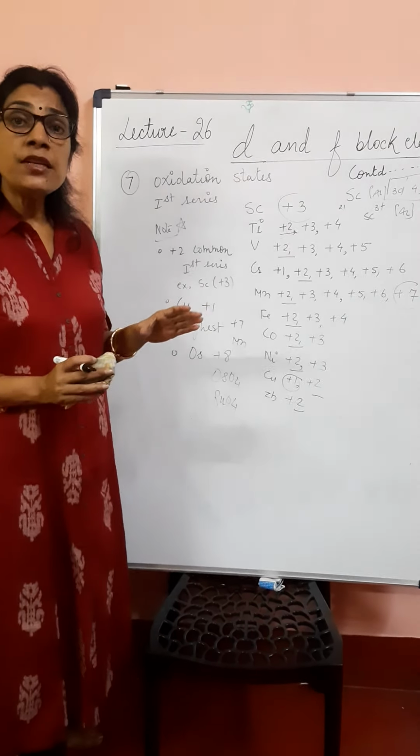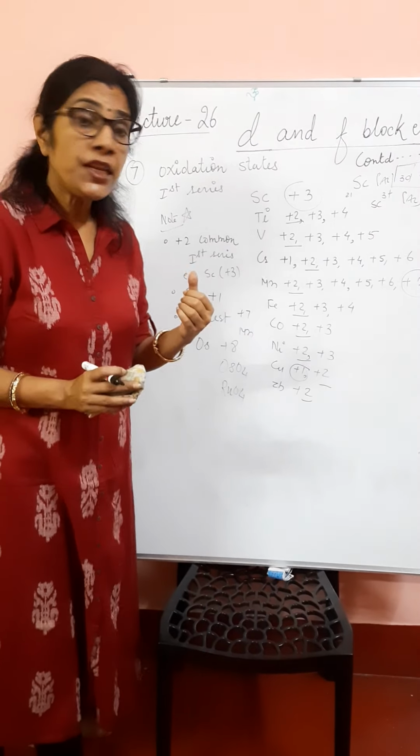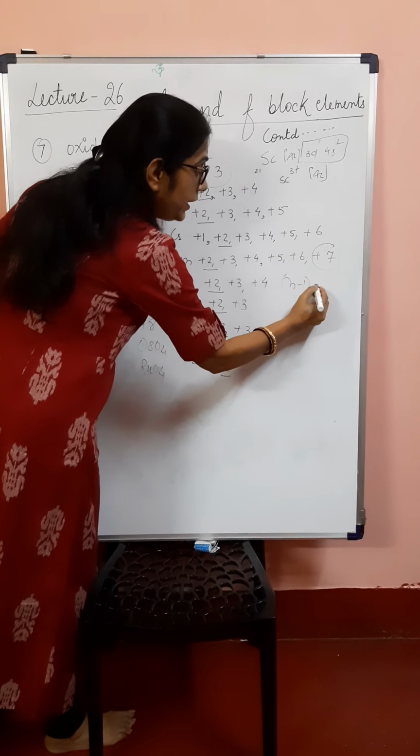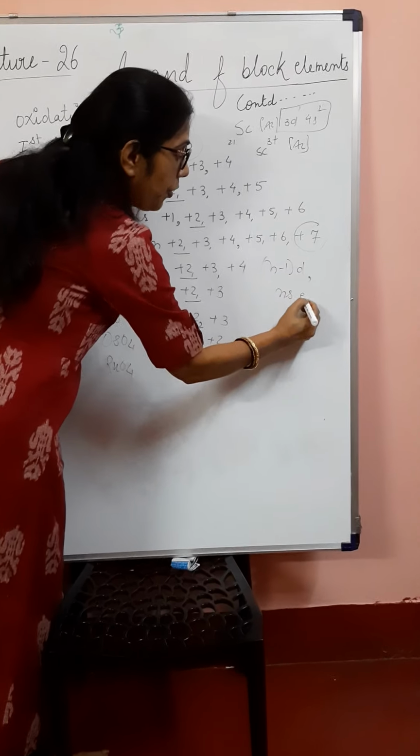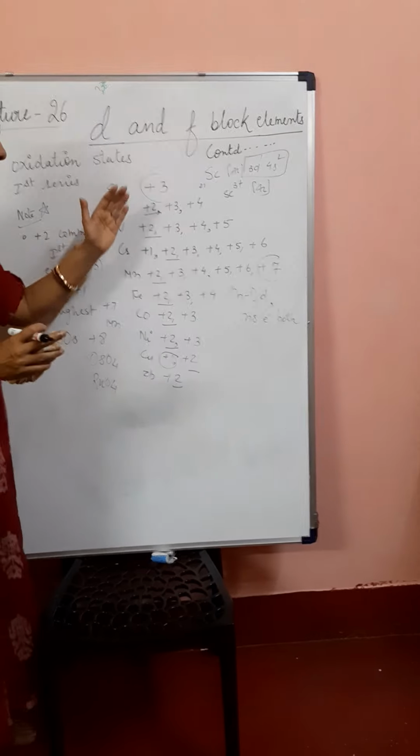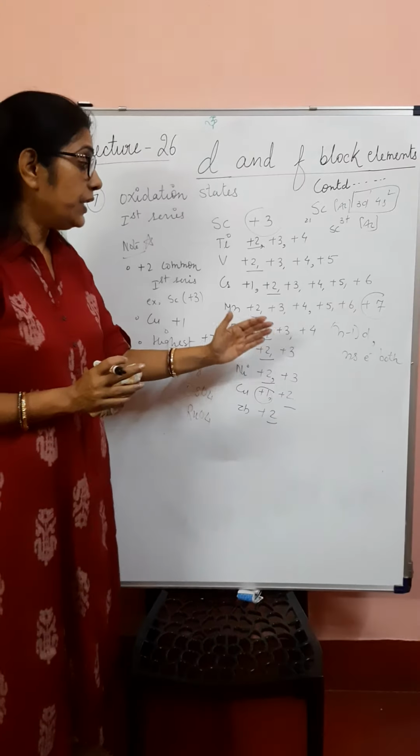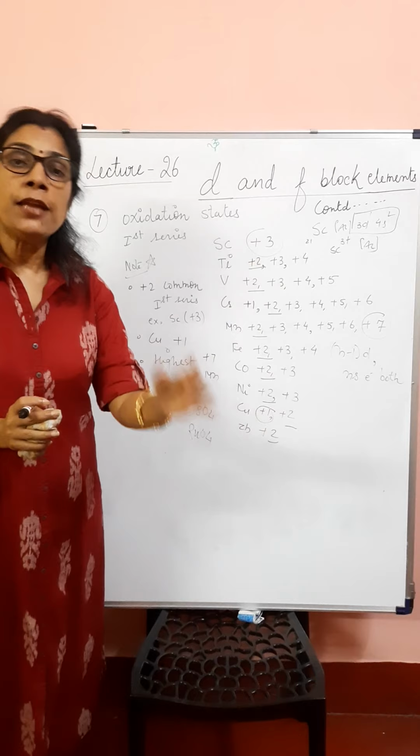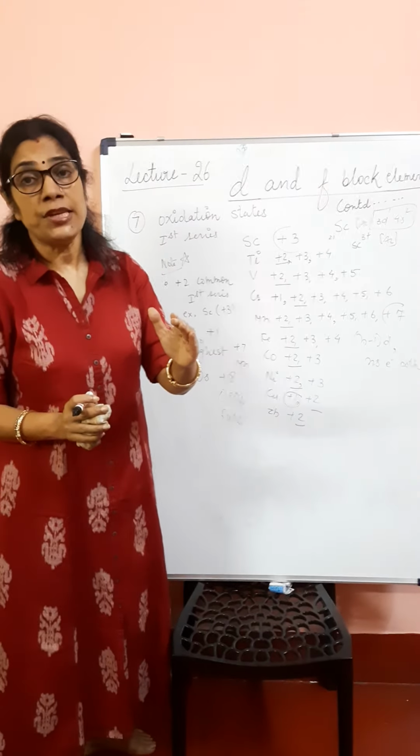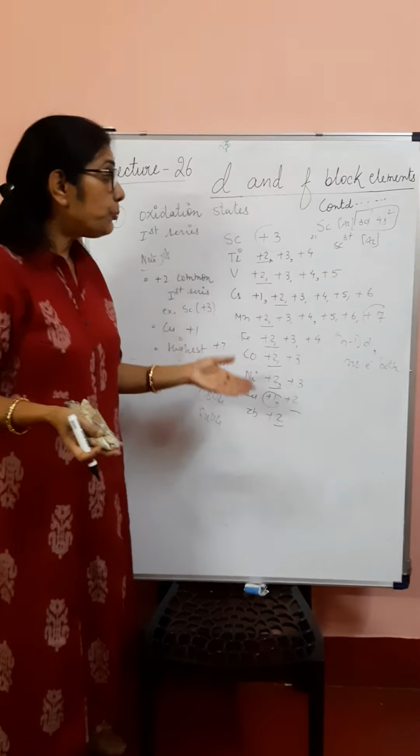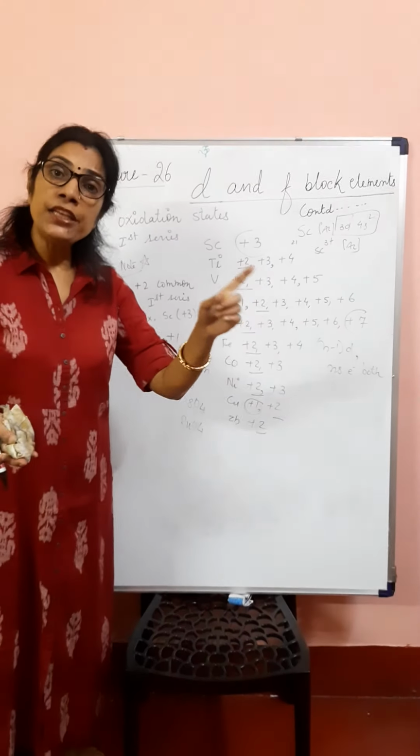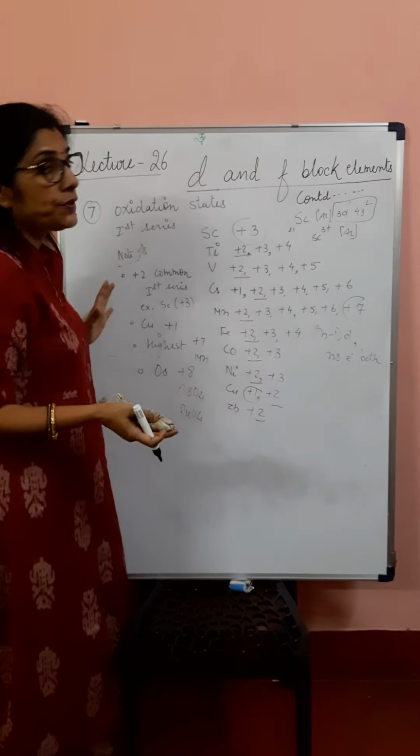So transition elements, why do they possess variable oxidation states? Due to participation of (n-1)d and ns electrons both. Not only their d orbital is taking part in chemical combination, s orbitals also take part in chemical combination, and therefore they have variable oxidation states. So if a question comes, why do they possess variable oxidation states? It is due to participation of (n-1)d and ns electrons both.